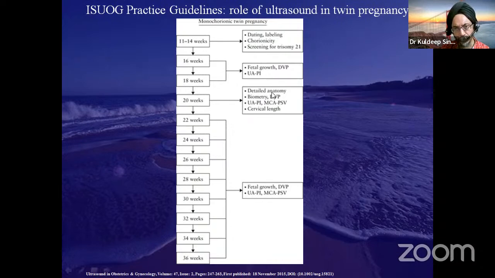We're doing a detailed anatomy, biometry, DVP, this, cervical length. Why are we looking at middle cerebral artery peak systolic velocity? Why are we looking in for what sort of a complication? We're trying to look in for the twin anemia polycythemia sequence. Absolutely, the TAPS. So that's how we need to be careful, and we need to be doing this every 2 weeks so that we do not miss out on it.